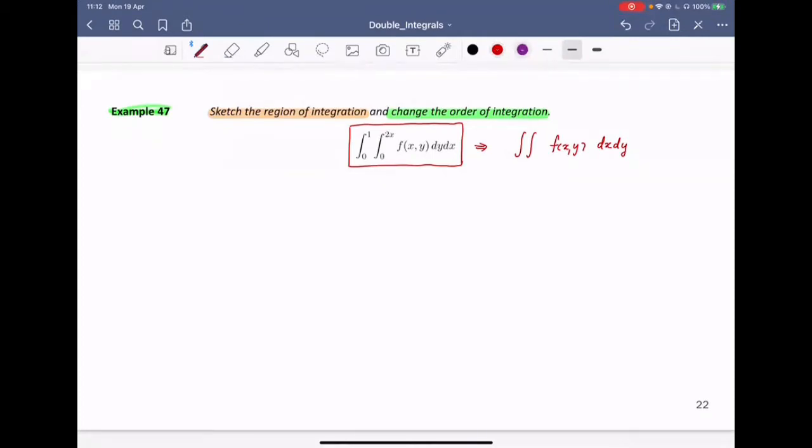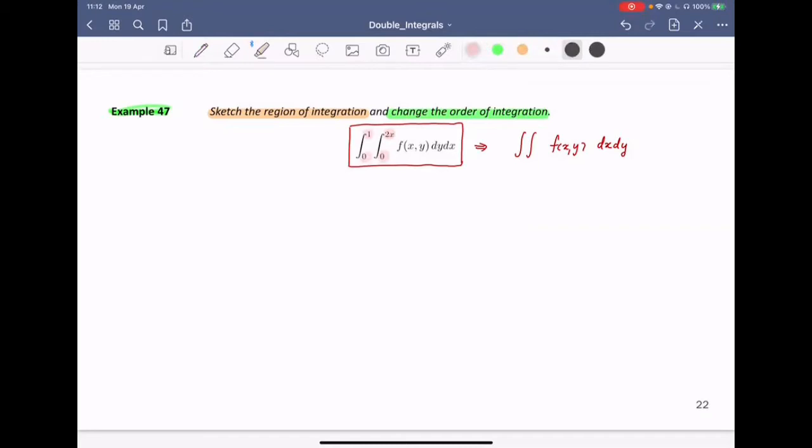Some of you are going to say, Ajahn, why don't we just do 0 to 1 here and 0 to 2x here? Can we do that? Just switch the outside and inside boundary? The answer is no. You cannot do that, because you can do that only when the domain is a rectangle, which is the case when you have all constants on the boundary here.